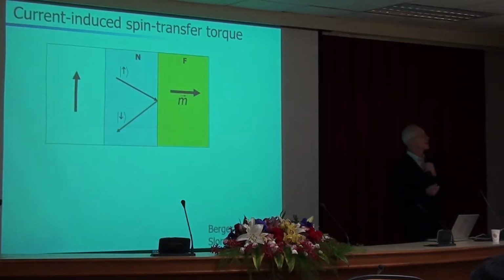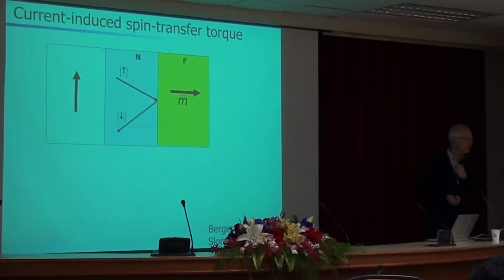Now, in order to understand the spin-Seebeck effect, I have to introduce another effect, the so-called spin transfer torque. I try to sketch here what is happening for a tri-layer spin valve, in which we inject some spin accumulation into the normal metal layer, in the direction which points upward.